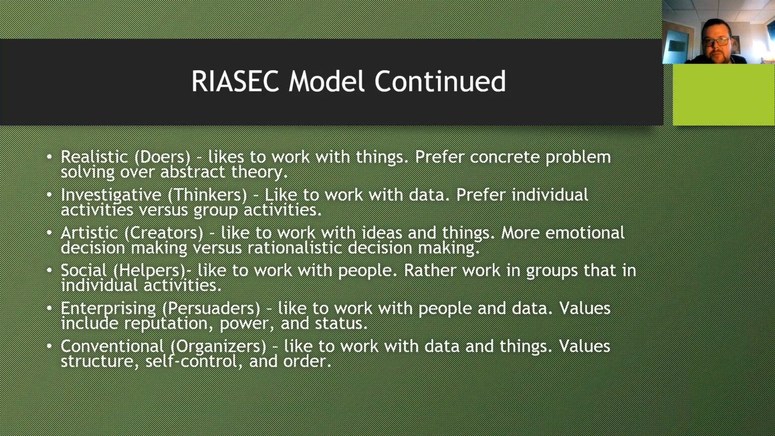Going back, high-end social scoring would be defined as a helper. They like to work with people, and would rather work in groups than individual activities. Enterprising are the persuaders. They like to work with people and data. Their values include reputation building, power building, and status building. And finally, conventional is the organizers, who like to work with data and things, and value structure, self-control, and order.